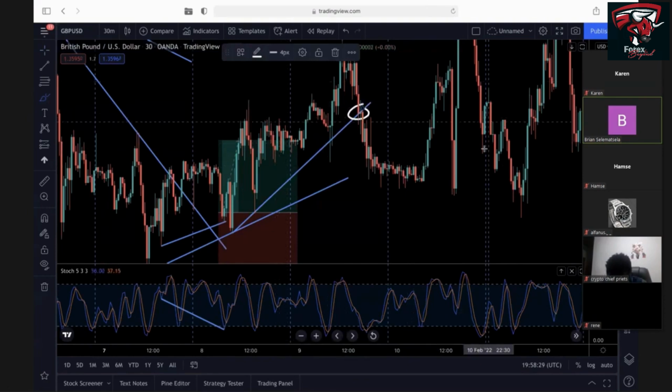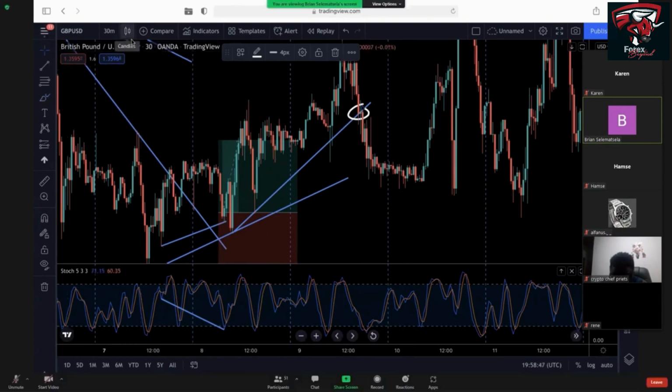So before this consolidation started happening, you would already be out because you would have closed the trade there. So we can go to the next one.